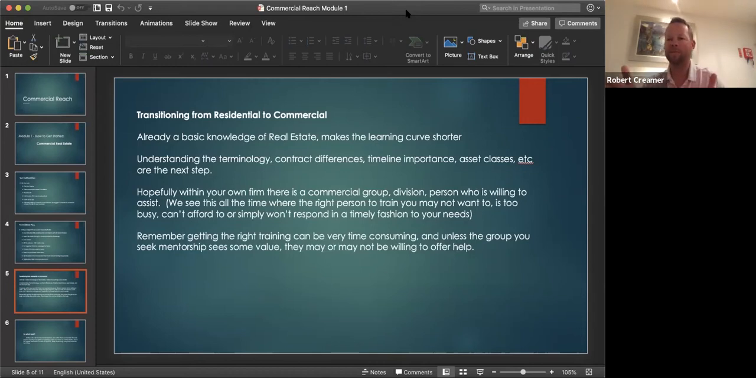You've already done the steps. So you already understand the general aspects of the business, which is fantastic. So your learning curve is much shorter. Most people don't have that if they're jumping right in.